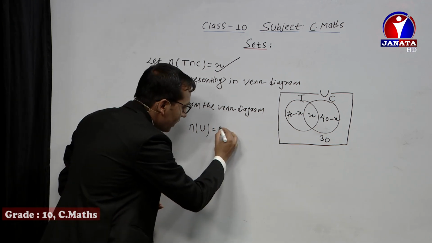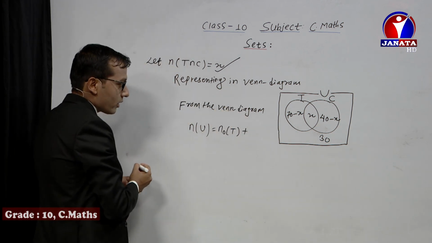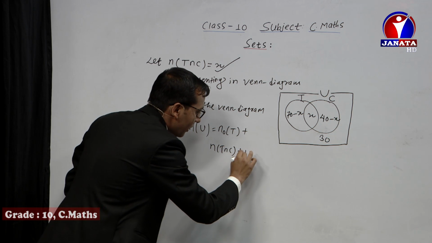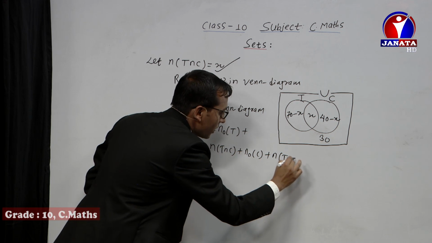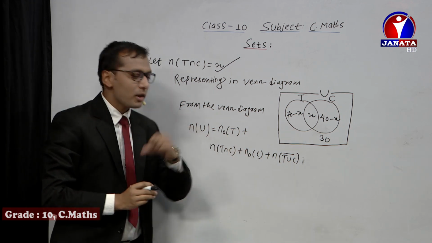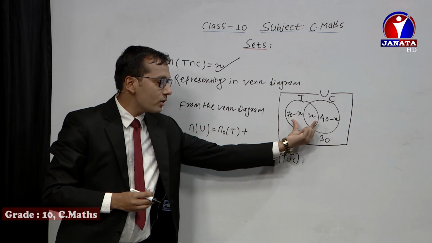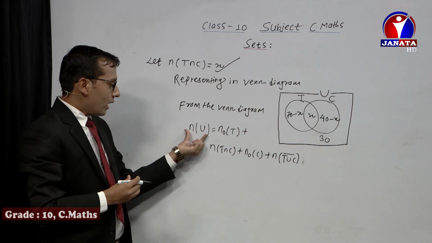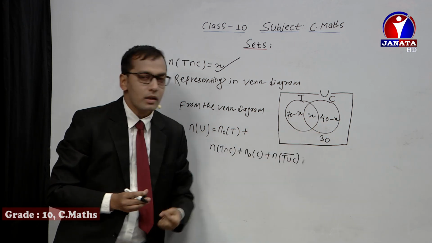Or if you want to write the formula, we can. Let's write the first region, N only T, plus the intersection, N of T intersection C, plus N only C plus N of T union C complement. This is not compulsory. We can directly add all the numbers that we have inserted in the diagram. I mean, N of U is equal to 70 minus X plus 40 minus X plus 30.